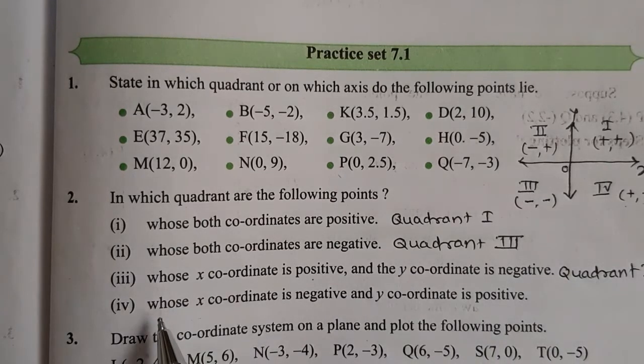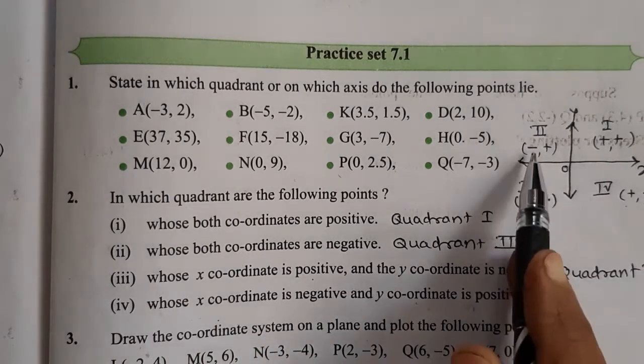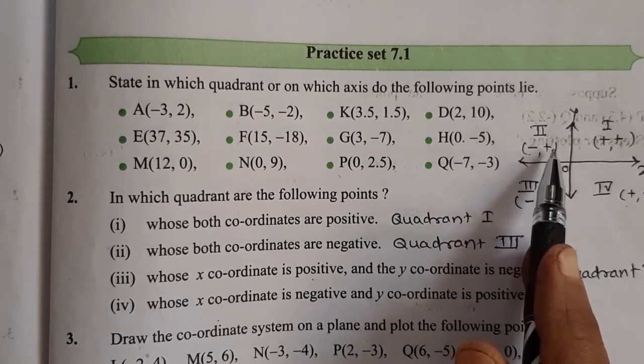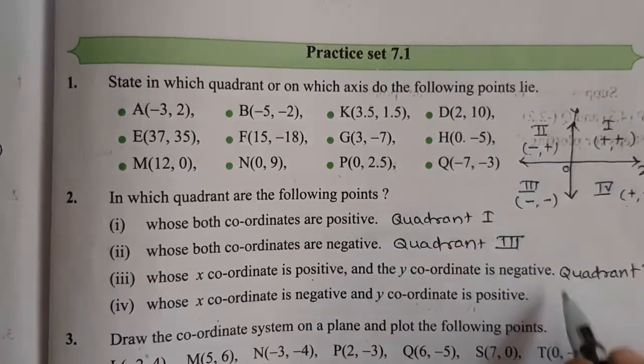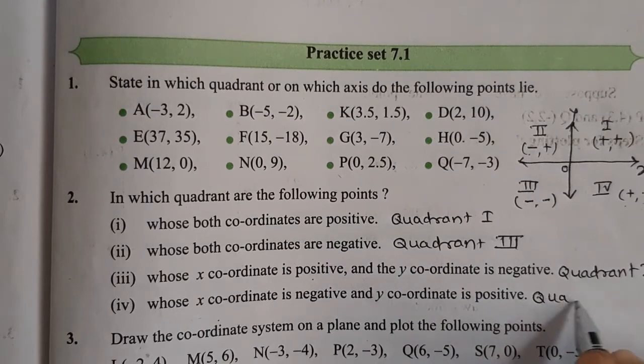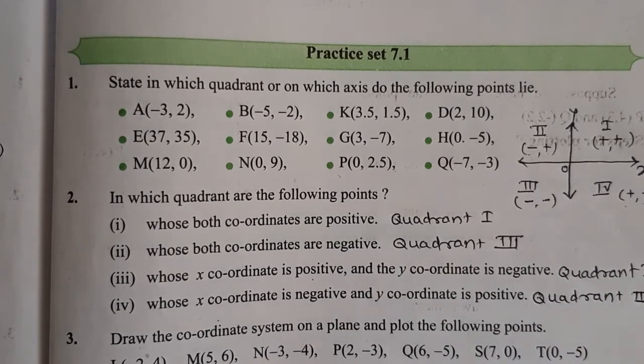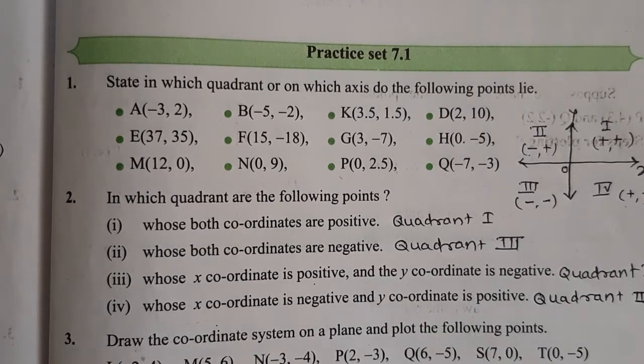And the last one, whose x coordinate is negative and y coordinate is positive, means it lies in the second quadrant. Okay, understood? Now we will solve the third question.